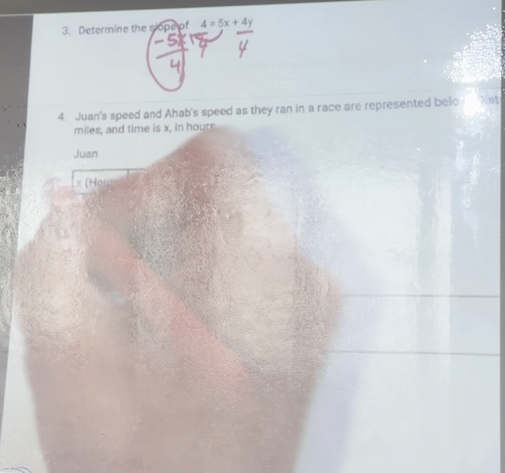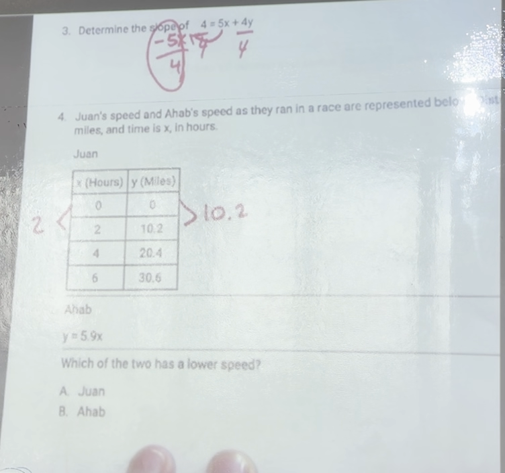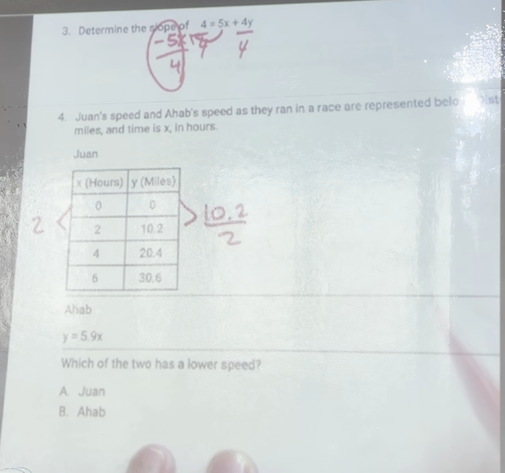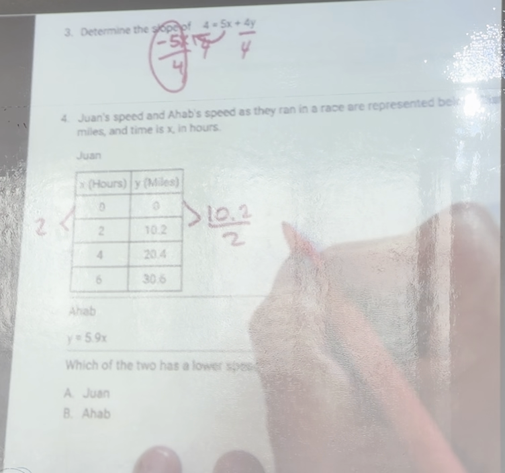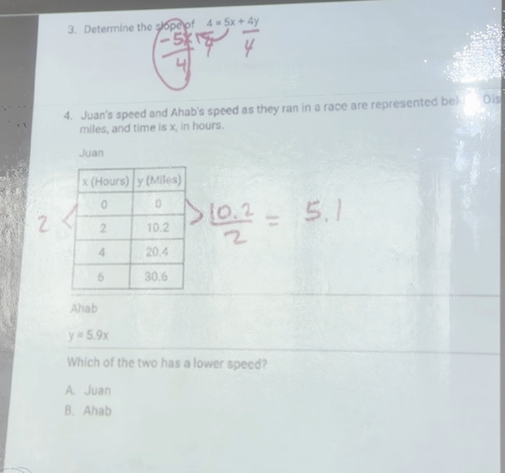So ours from 0 to 2. What's your change? Plus 2. And then from 0 to 10.2 is 10.2. And since it's the change of y over the change of x, we're going to do 10.2 divided by 2, which is 5.1. 5.1 what? Miles per hour. Very good.